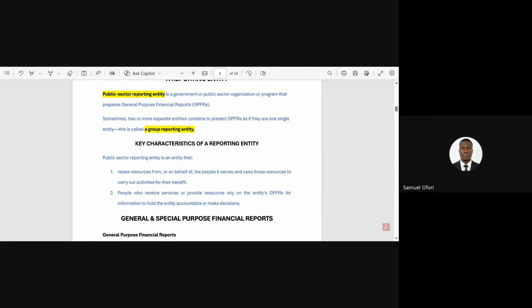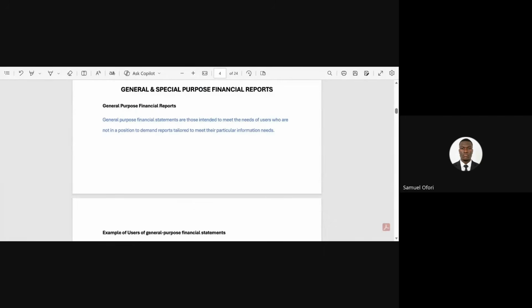So let's look at what our general purpose financial statements are: those intended to meet the needs of users who are not in a position to demand reports tailored to meet their particular information needs. So the general purpose financial statement, as you mentioned, is prepared for the general public, for anyone. Those people are not in a position to request the financial statement of an organization. They cannot just come and say, hey, I need your financial statement. But when you prepare your financial statement, it's just for them. They can just go and look at it. That's fine. So that's the general purpose financial statement.